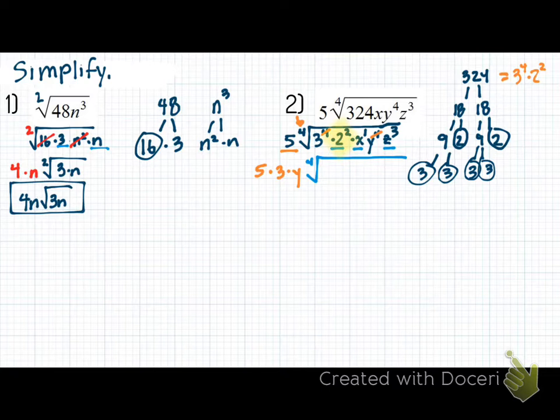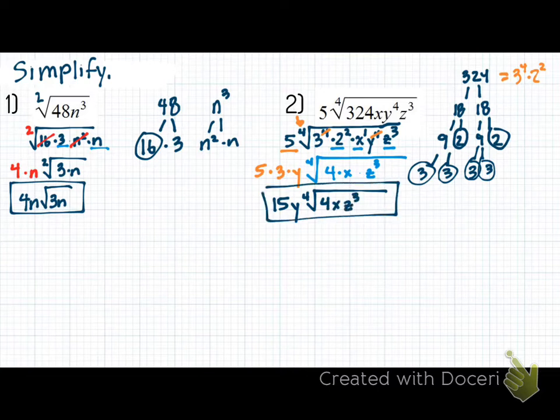We have a 2 squared, right? So 2 squared becomes 4. And we have times x to the 1st, times z to the third, right? Then we could simplify this some more. 5 times 3 times y is 15y. And then the fourth root of 4xz cubed. And that's your answer. Okay?